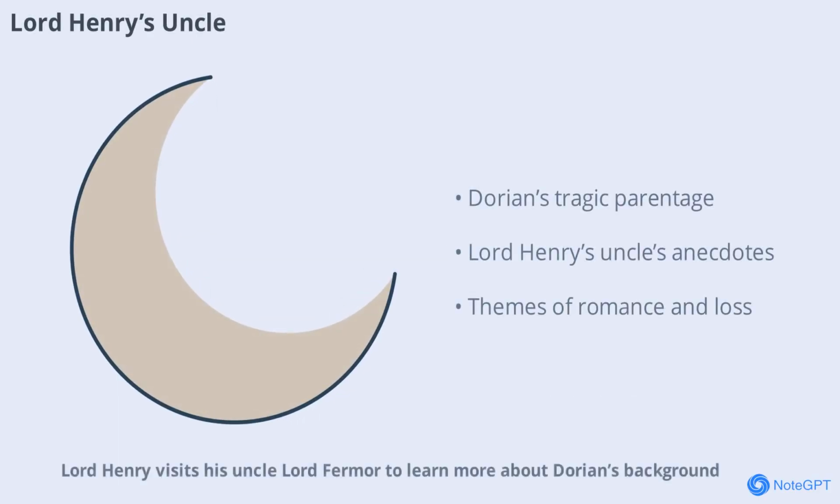Lord Henry visits his uncle, Lord Fermor, to learn more about Dorian's background. The conversation reveals Dorian's tragic parentage, a beautiful mother who died young and a father killed in a duel. Lord Fermor's anecdotes provide context for Dorian's character, highlighting the themes of romance, loss, and inheritance. The scene is filled with humor and social commentary, as Lord Henry navigates the eccentricities of his uncle and the complexities of aristocratic life. This background information adds depth to Dorian's story, making his journey more poignant and compelling.